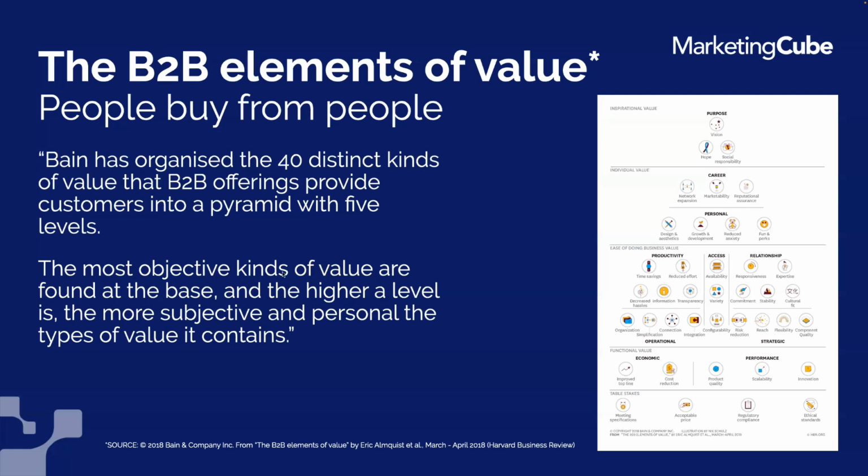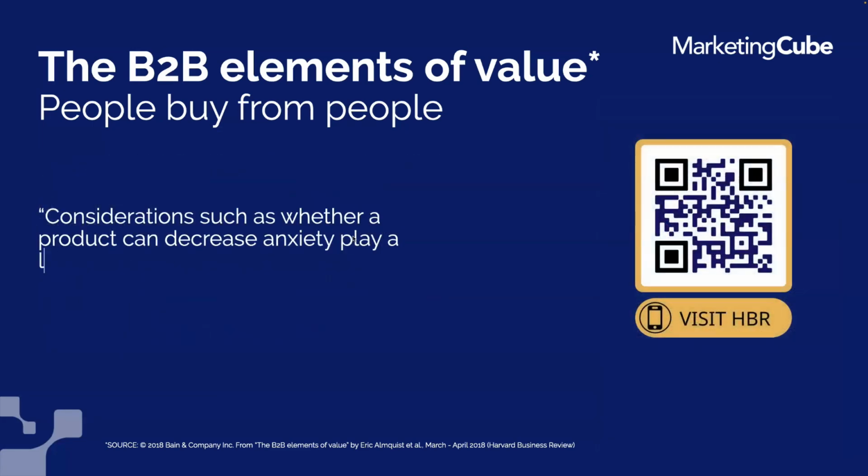Now, there was one particular point in there, I'm not sure if you've noticed it just yet, but under personal, it talked about reducing anxiety. And so considerations such as whether a product can decrease anxiety play a large role. Interesting, right? So here's a challenge for you. How do you communicate through your marketing that your product or service can decrease anxiety?